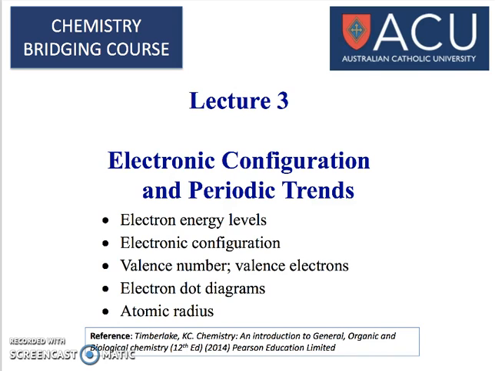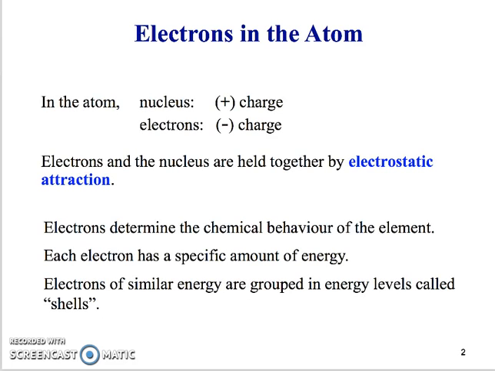So in terms of electrons, they're really tiny, tiny, tiny particles, and they have a negative charge. Electrons and the nucleus are held together by something called an electrostatic attraction. It's basically because the electrons have this negative charge, the nucleus, because of the protons in it, has this positive charge, so the electrons are held in place by this positive versus negative charge that pulls them in.